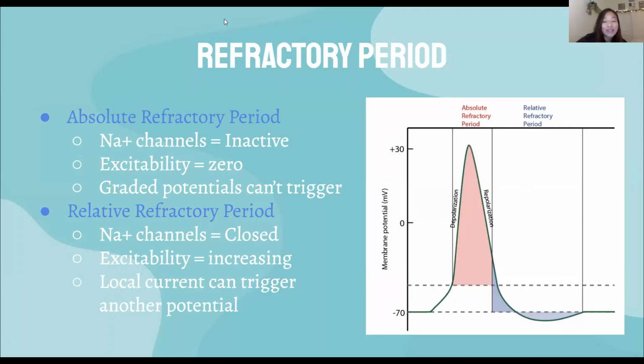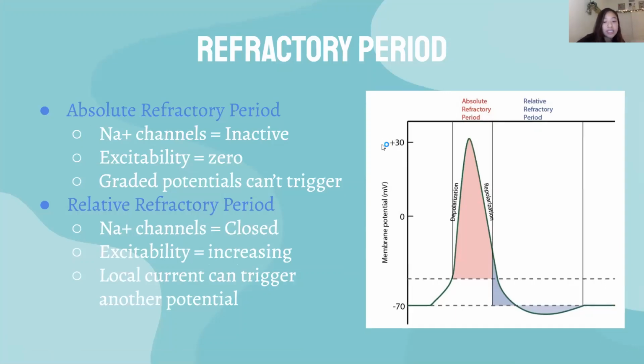And for the relative refractory period, at this stage, the sodium channels are closed. So as you see in the graph, the excitability is increasing. So the local current can trigger another potential during this time. And another thing to mention is these periods allow the action potential to move in only one direction, which is why it's different from graded potentials, which are bidirectional.